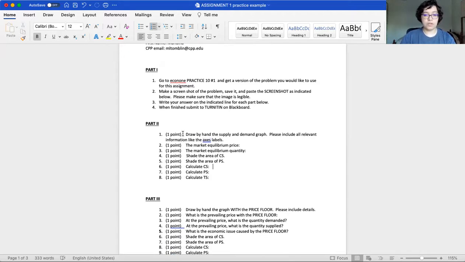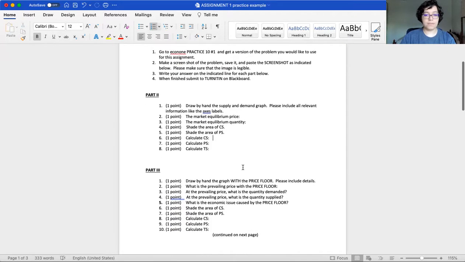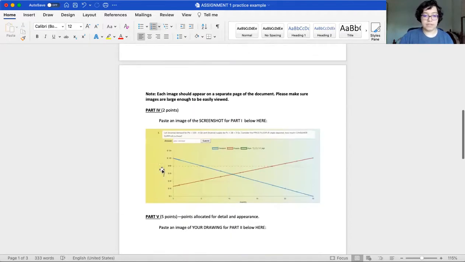For part 2, we're going to draw by hand the supply and demand graph, and note that for part 2, we're talking about the market equilibrium. So market equilibrium price, market equilibrium quantity, and then when we get to the consumer and producer surplus, we're also going to be doing that in the market equilibrium. So for right now, this screenshot I took has a price floor, but we're not going to be looking at that. We're going to be ignoring it.